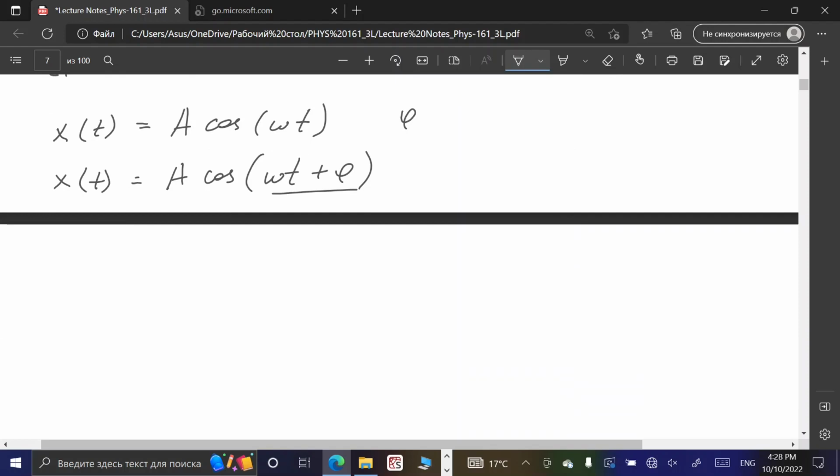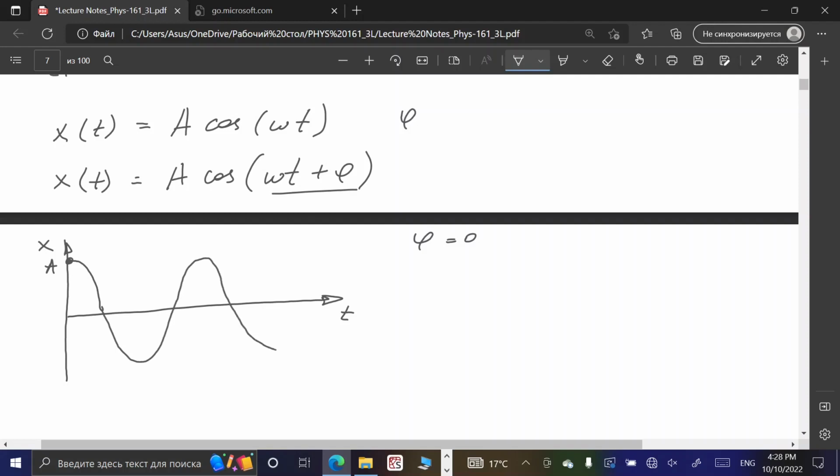So let us show how it may influence the function. In order to do this, let us draw displacement versus time. If we have phi, for instance, equal to 0, then we have our case which we described. At the initial moment of time, t equals 0, displacement is equal to positive A. So it goes like this, and then we have this periodic up and down. That's how displacement will change with time. However, if, for instance, we get phi equal to pi over 2, that will be a phase shift, and that will result in initial position x equal to 0.